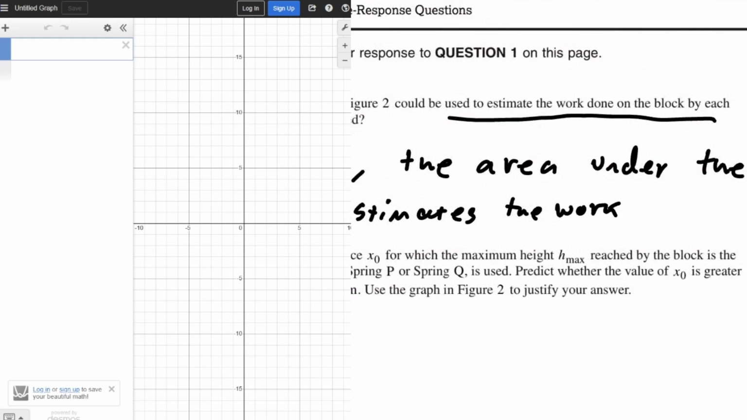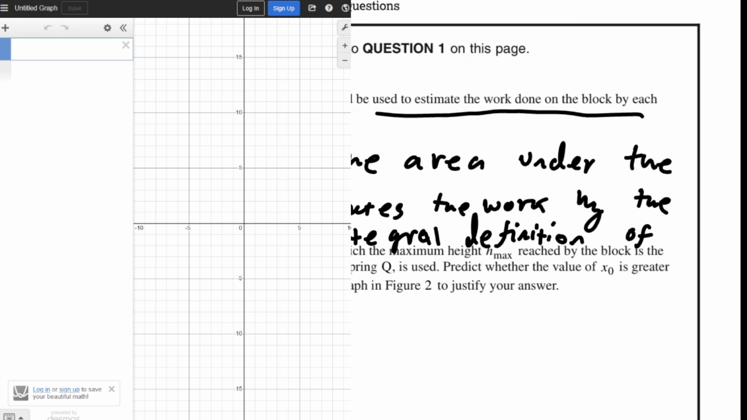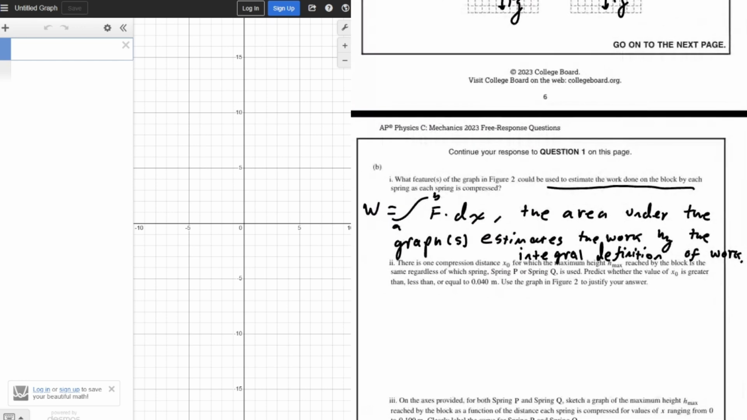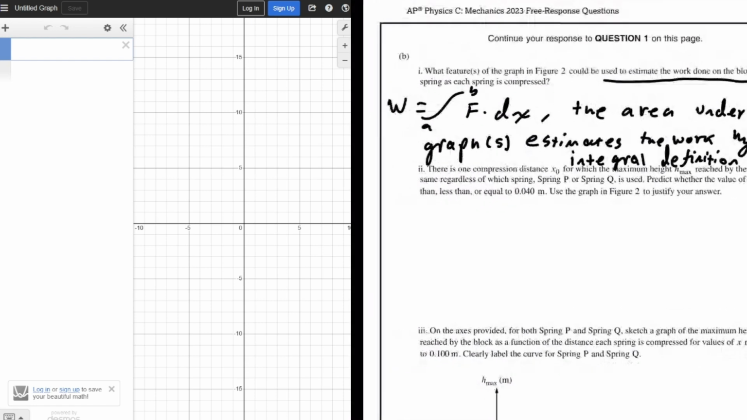Work by the integral definition. So this last part is just extra, but I like writing it. Because work is the integral of force with respect to distance, the area under a force versus x graph will give us work. Next question.